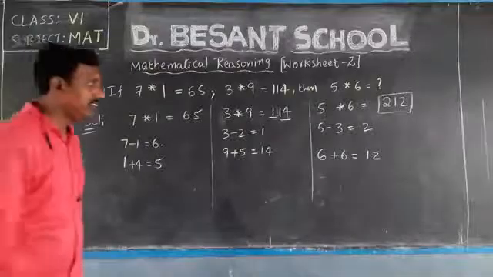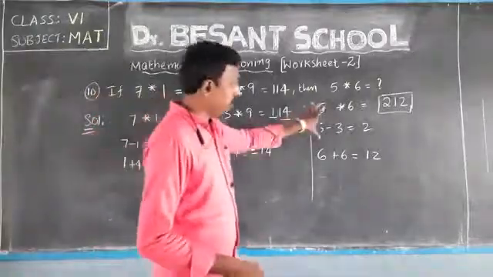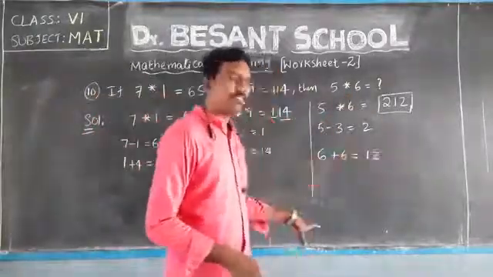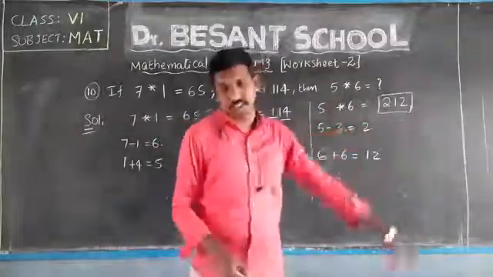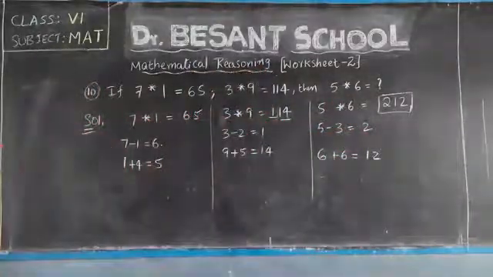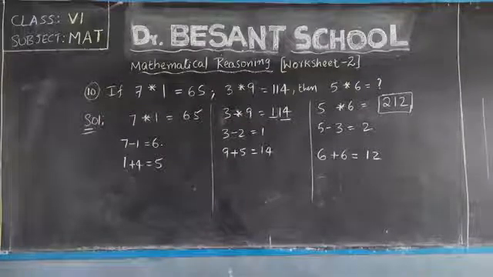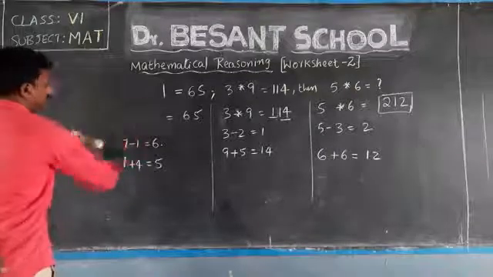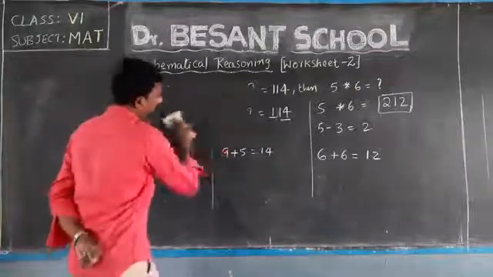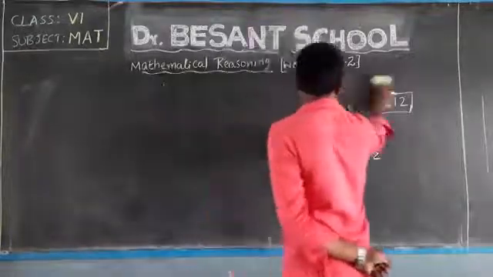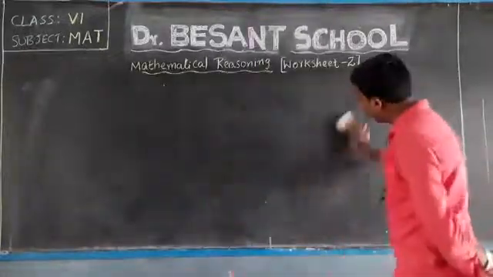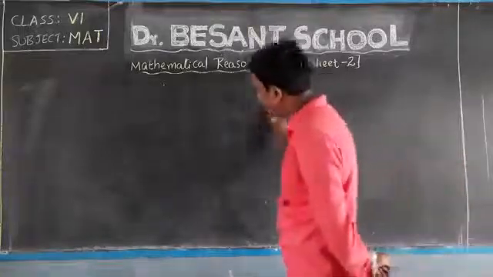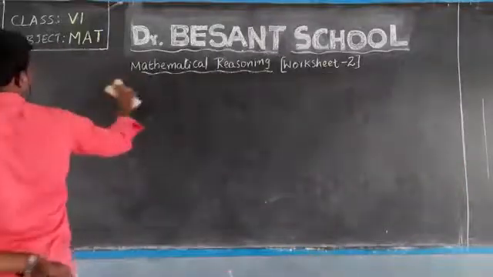Okay, my dear students. So in this manner we have to obtain the logic. Based on the logic we have to find out the value of 5 star 6. Write down this first one, and here still one more problem is left. It is somewhat different again. It also has some different logic here. So every problem is based on different logic.